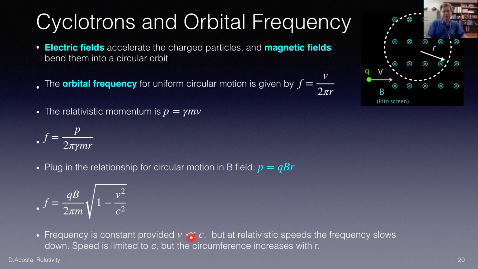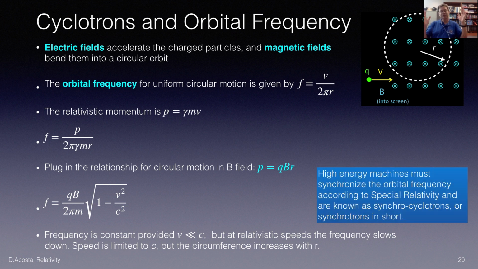But what happens when v gets close to c? If v gets close to c, v squared over c squared is no longer negligible, and so I'm subtracting from 1, and the square root of something less than 1 becomes smaller and smaller. So now my constant frequency slows down. I have to synchronize the orbital frequency. So in other words, these high energy machines that accelerate particles very close to the speed of light have to synchronize the instrumentation to that orbital frequency that is slowing down because of special relativity.